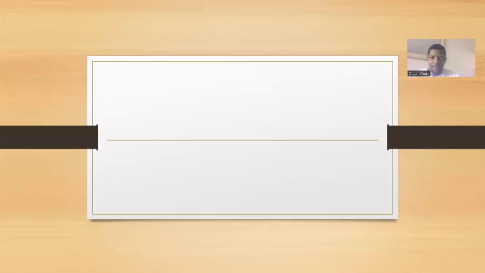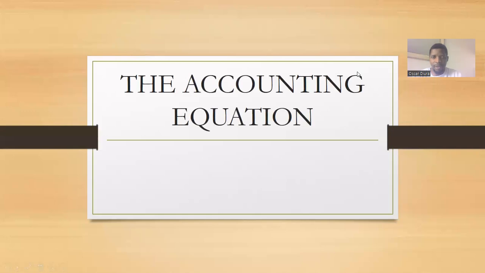Hello guys, in this tutorial, we're going to talk about the accounting equation. The accounting equation goes like: assets is equal to equity plus liability.